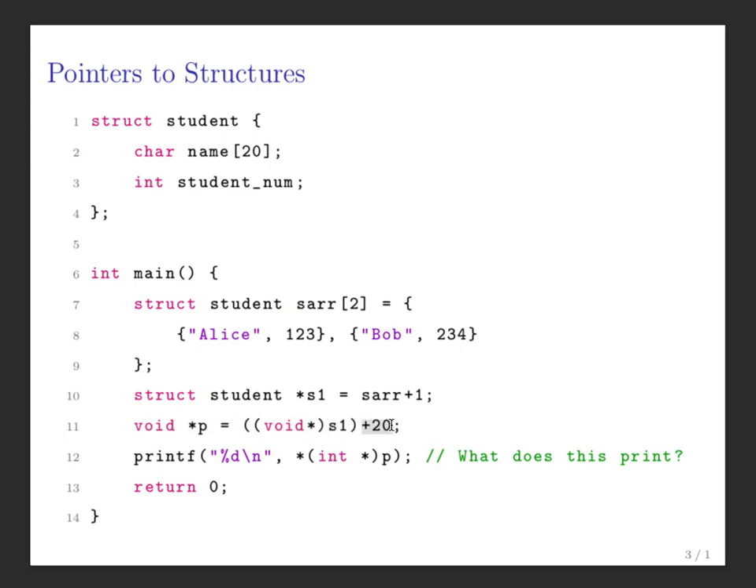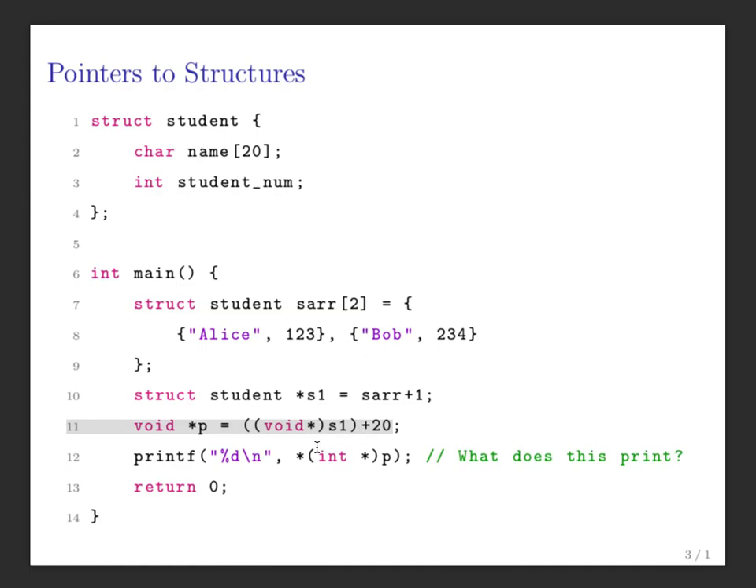So now this plus 20 actually means walk 20 bytes down memory, right? Because that's the length of a void pointer, which is the same as a character pointer. You're just moving by 1. So this arithmetic is now saying, starting at B, walk 20 bytes down memory. If you walk 20 bytes down memory from B, what do you find? If I'm pointing at B and I walk to 20, I'm now at the first byte of the student number.